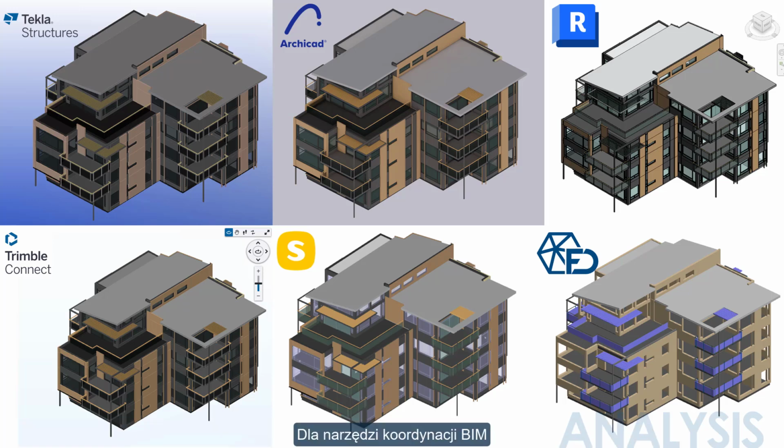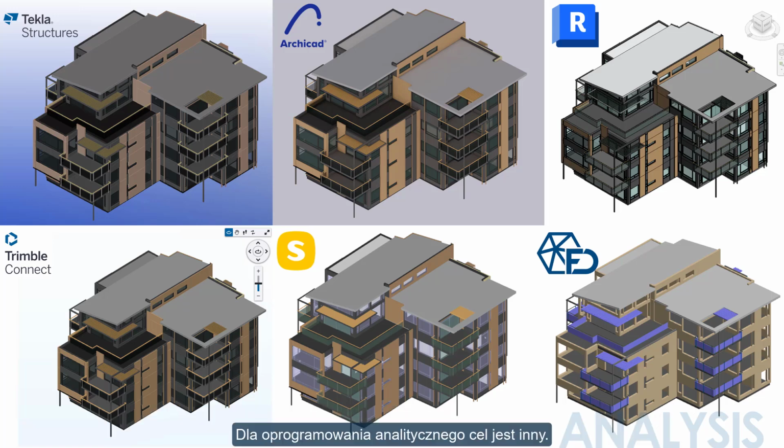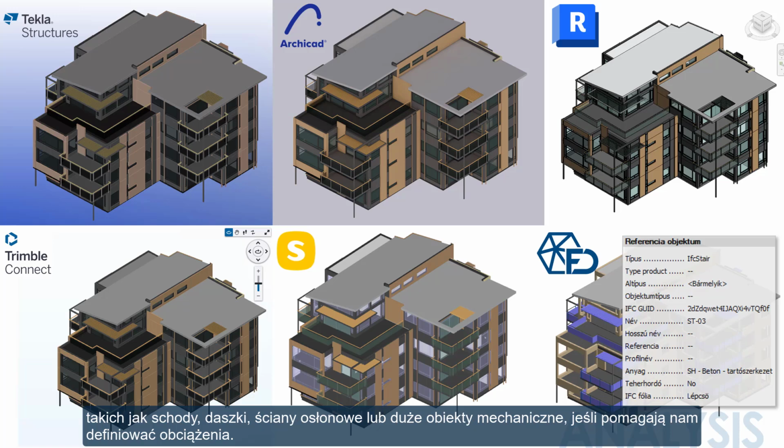For BIM coordination tools, data loss often means that every object should arrive exactly as it was modeled. For analysis software, the goal is different. We need the load-bearing structural elements, their relevant properties, and the reference objects that are useful for design. For example, we don't need the detailed geometry of windows and doors, but we need the openings in the load-bearing walls and slabs. We may also need non-structural reference objects, such as stairs, canopies, curtain walls, or large mechanical objects, if they help us define loads.